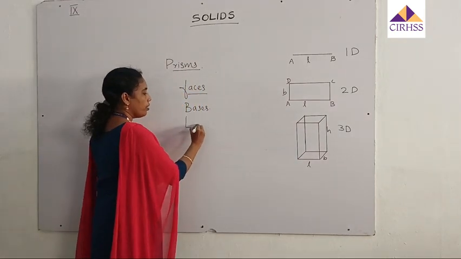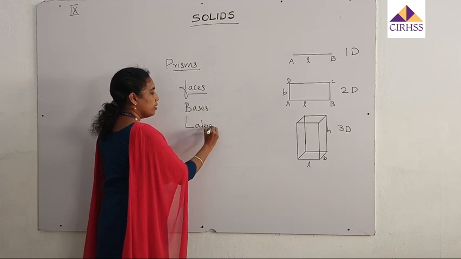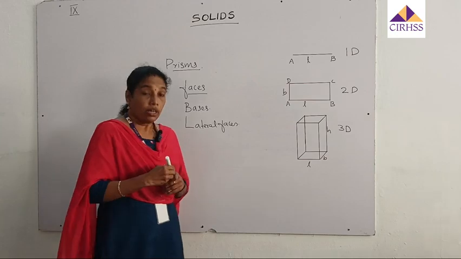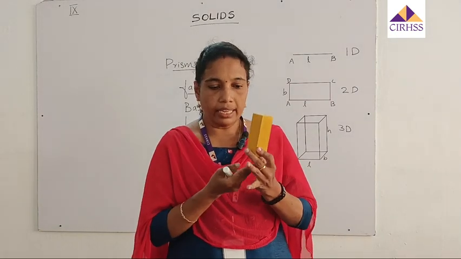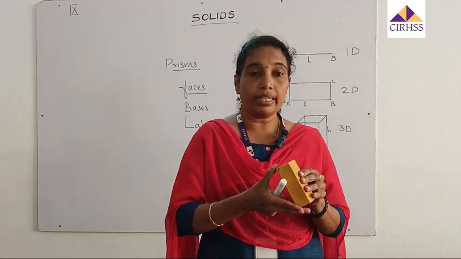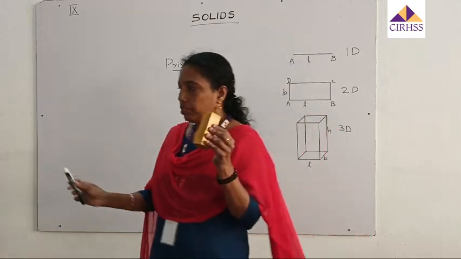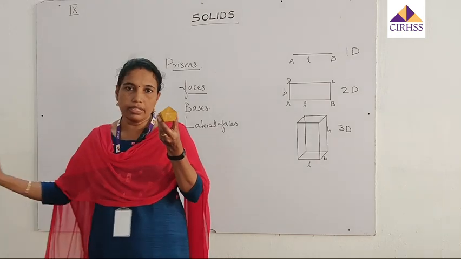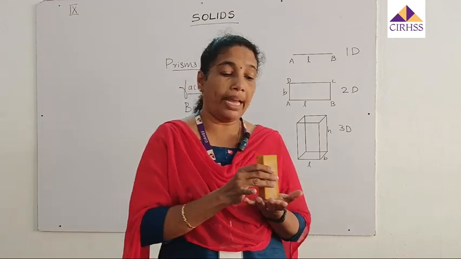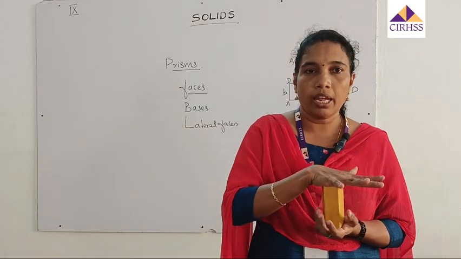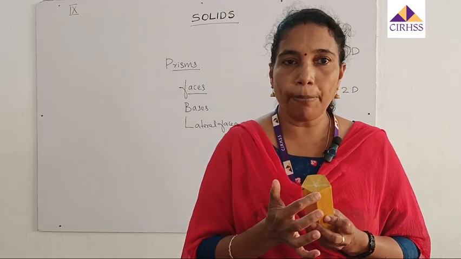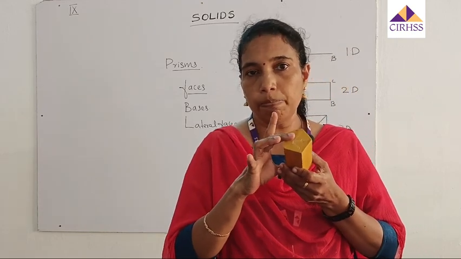Lateral faces. So, are all of you clear about bases and lateral faces? Bases are always equal polygons. In this one, can you say what is the shape of the base? Yes, that is a pentagon. So this prism is called a pentagonal prism. Why do we call this a pentagonal prism? The shape of the base is a pentagon.